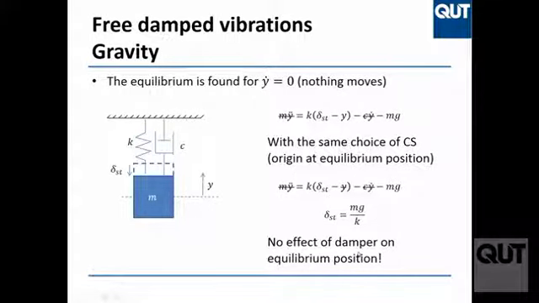Obviously, adding a damper didn't have any effect on static equilibrium, on delta static. No effect. Why is that? Because the force of the damper is c y dot, and at equilibrium, y dot is 0 anyway. So the damper has no effect on this delta static, because this term goes away as soon as I say the word equilibrium. Okay?